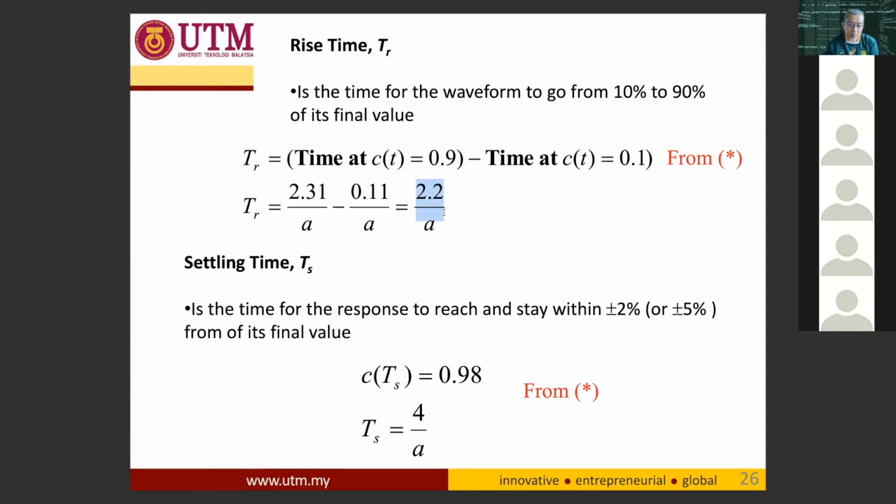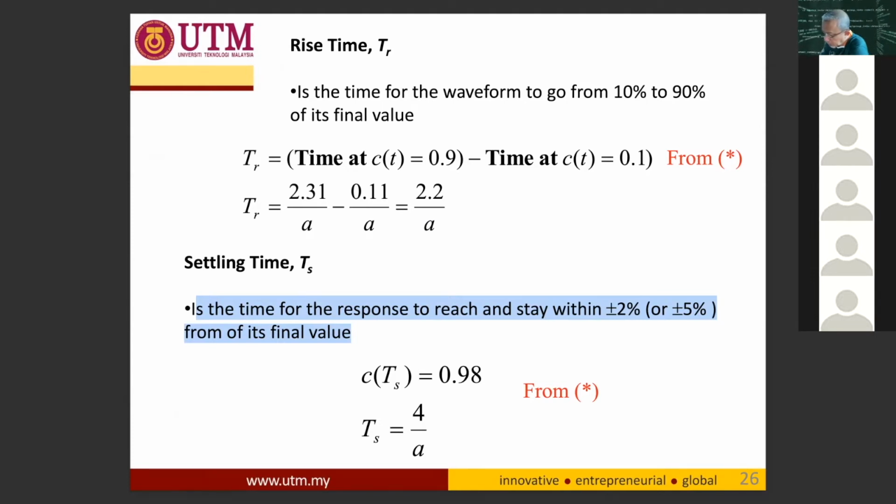Then settling time is the time for the response to reach and stay within plus minus 2%. Which one comes first? It can be plus 2%, it can be minus 2%. In UTM, we apply plus minus 2%. 5% we don't apply. So if the steady state output is 1 volt.